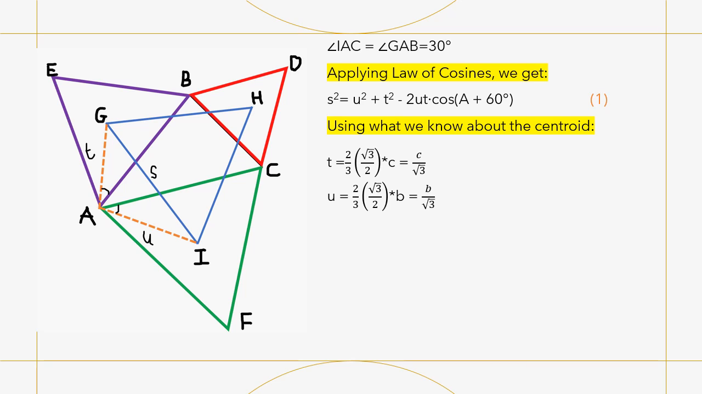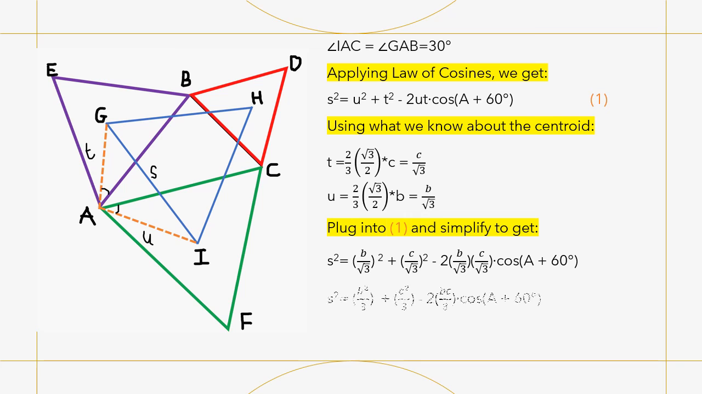Using what we know about the centroid, we can see that t is equal to 2/3 times square root 3/2 times c, which simplifies to c divided by square root 3, and we have u is equal to 2/3 times square root 3 over 2 times b, which simplifies to b over square root 3. Then we plug this information into equation 1, and we can simplify it to get 3s squared equals b squared plus c squared minus 2bc times cosine (A plus 60). You may pause to look at the work.